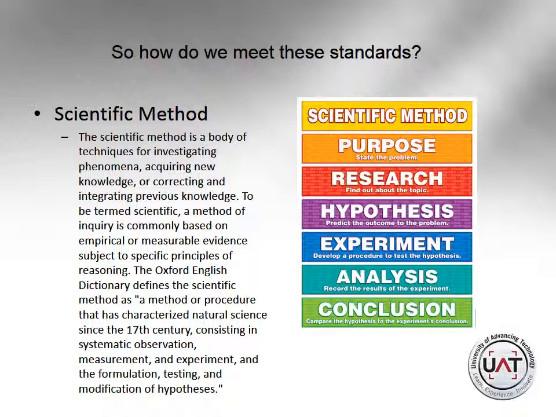Then we repeat. Okay, and you can see that the scientific methodology is defined as a method or procedure that has been characterized in natural science since the 17th century, consisting in systematic observation, measurement, and experiments, and formulation, testing, and modifications of hypotheses. Simple stuff. I think we've all pretty much heard that before. If you haven't, there it is.